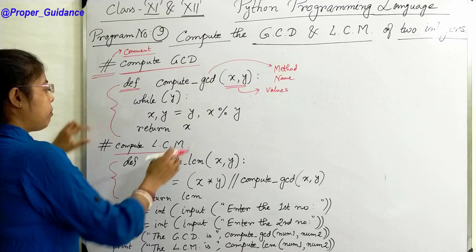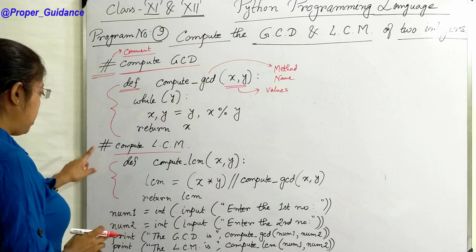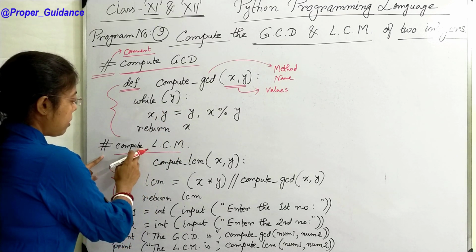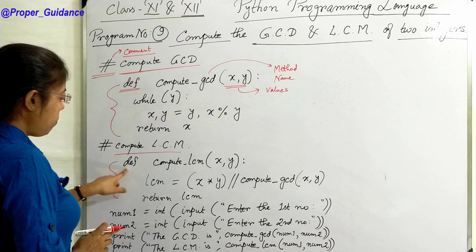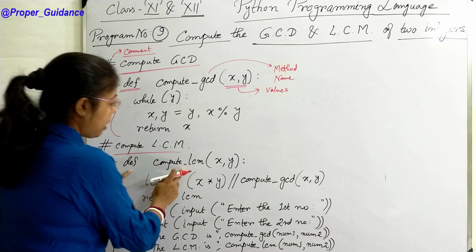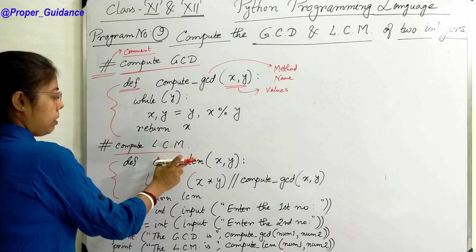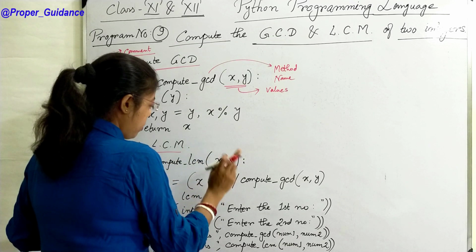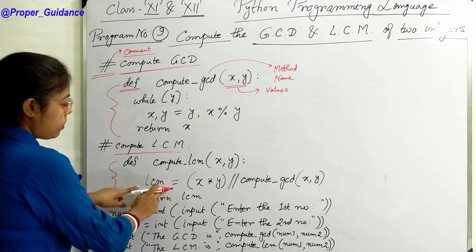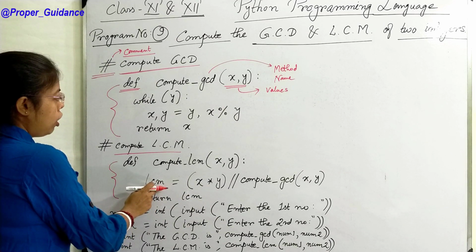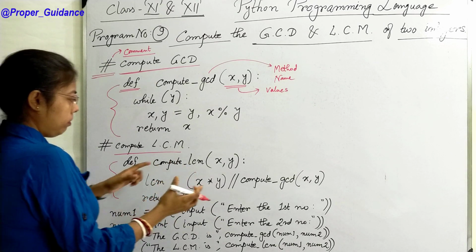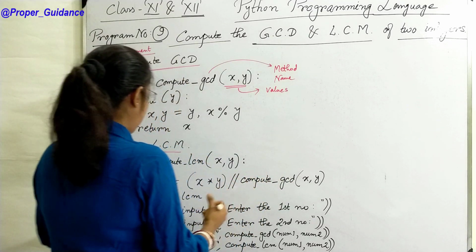Now this is the method for computing GCD. After that here is another method, that is compute LCM. Define def compute LCM. This is the method name, and x and y are the values here. Now lcm is a different variable to store the value of LCM itself.